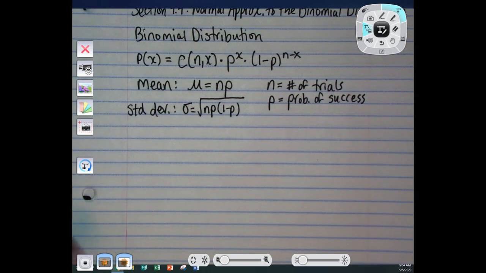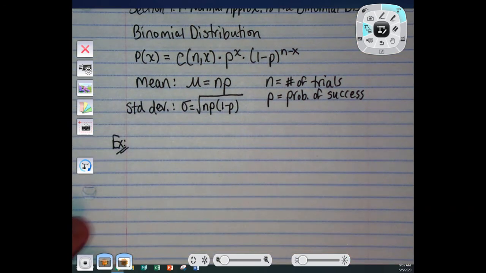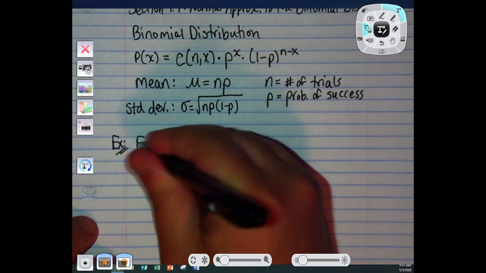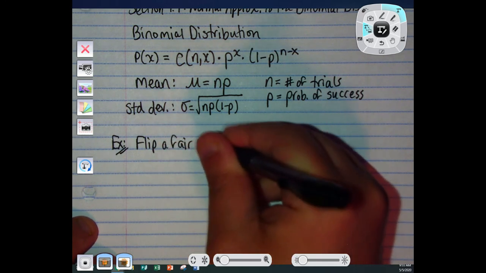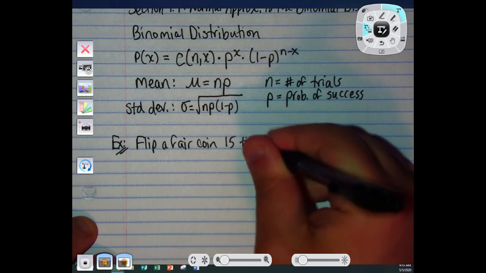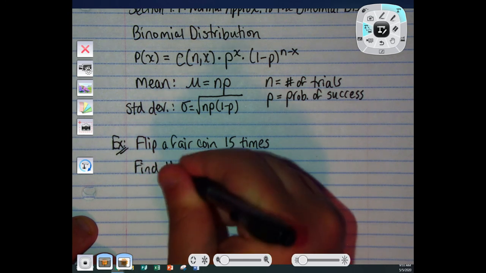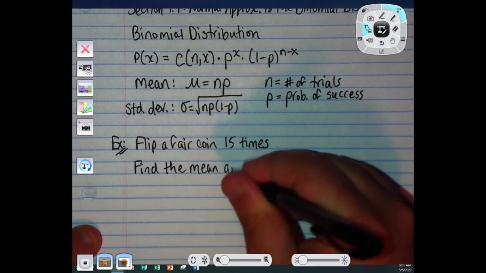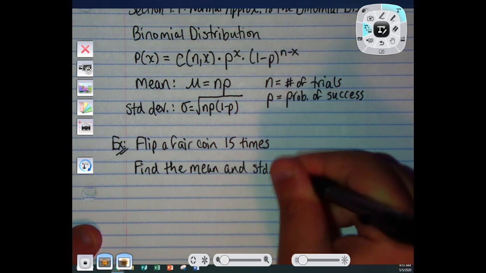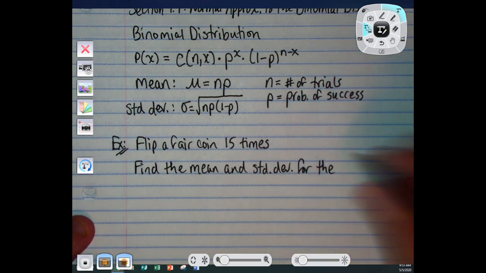So where does that come into play? Well, the most basic of a binomial distribution is flipping a coin. So let's say that we flip a fair coin 15 times. And they'll say, find the mean and standard deviation, which I'm going to abbreviate, for the number of heads.